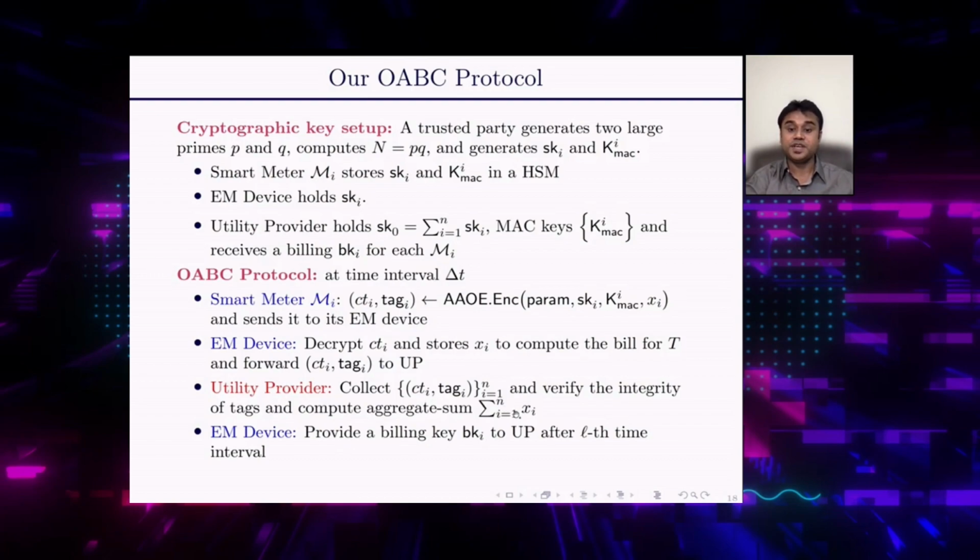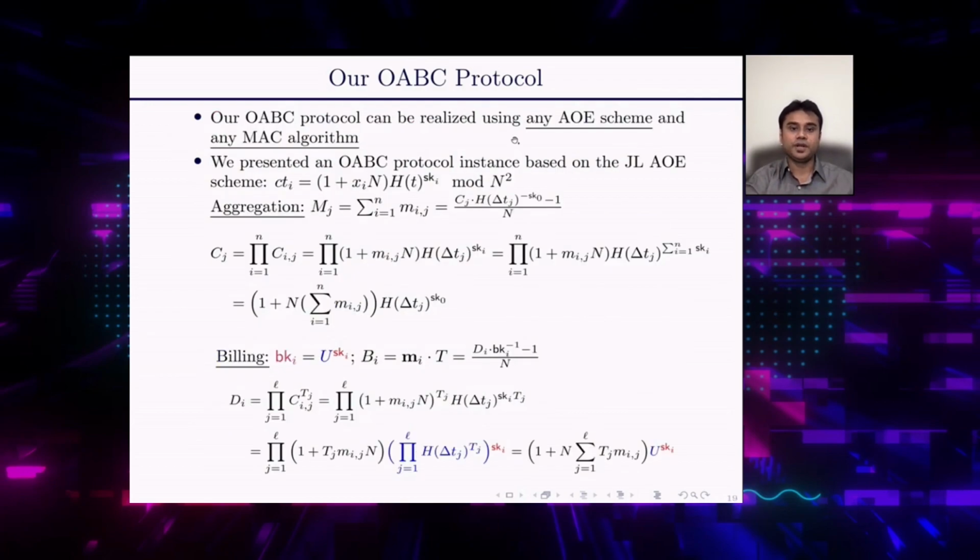So this gives the utility provider the aggregated value. And to compute the bill, in every l-th time interval, the utility provider receives a billing key from each EM device. So, for example, if we instantiate our protocol using the JL AOE scheme, then the aggregation is computed by multiplying all the ciphertexts and computing H(delta t_j) to the power negative SK0, minus 1, divided by n. So this will give the aggregated value.